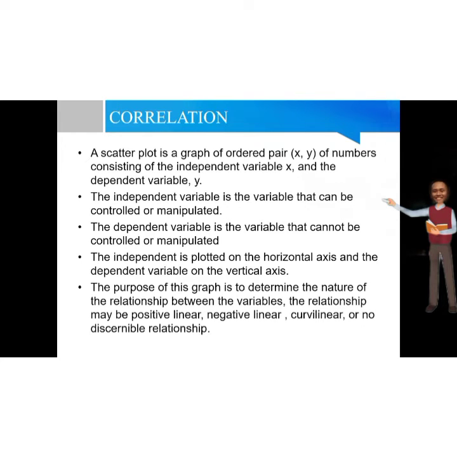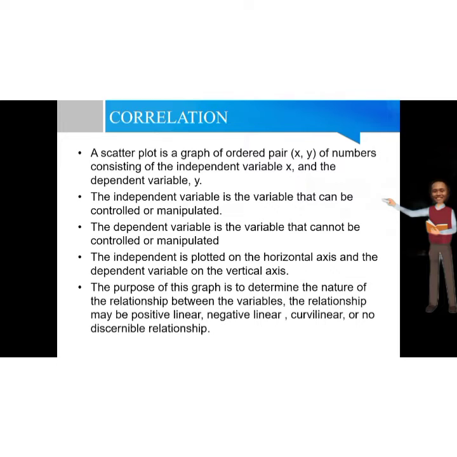Scatter plot is a graph of ordered pair xy of numbers consisting of independent variable x and a dependent variable y. The independent variable is the variable that can be controlled or manipulated. The dependent variable is the variable that cannot be controlled or manipulated. The independent variable is plotted on the horizontal axis and the dependent variable on the vertical axis.